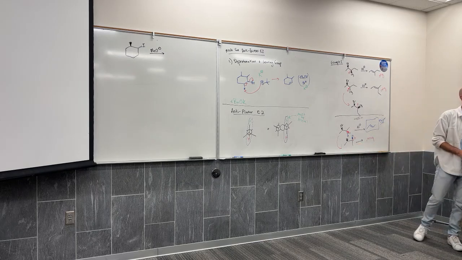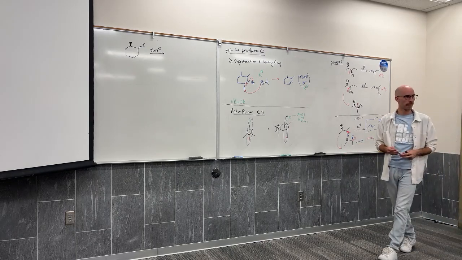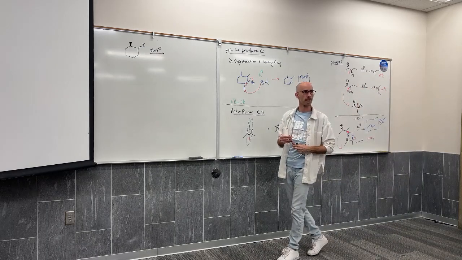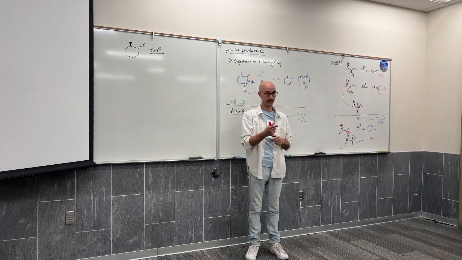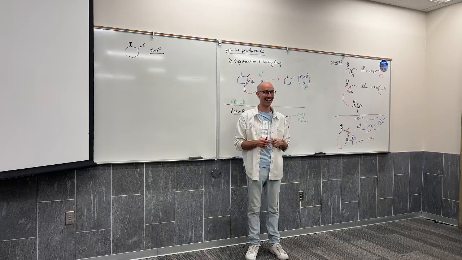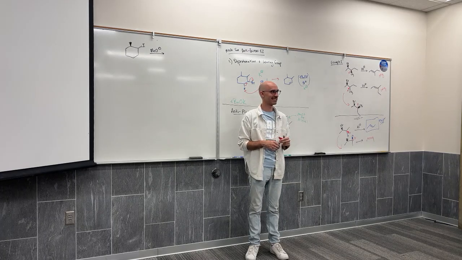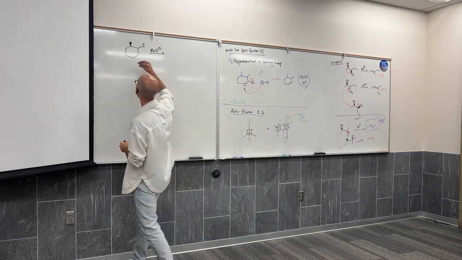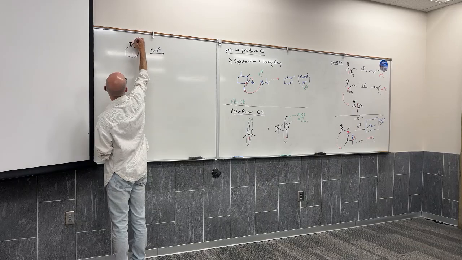Can you tell me the degree of substitution of my alpha carbon? Secondary alpha. So of my two beta positions, which one is more substituted? Which one would give me the Zaitsev elimination? The tertiary beta on the top. So let's look at that tertiary beta hydrogen. Oh, shoot.